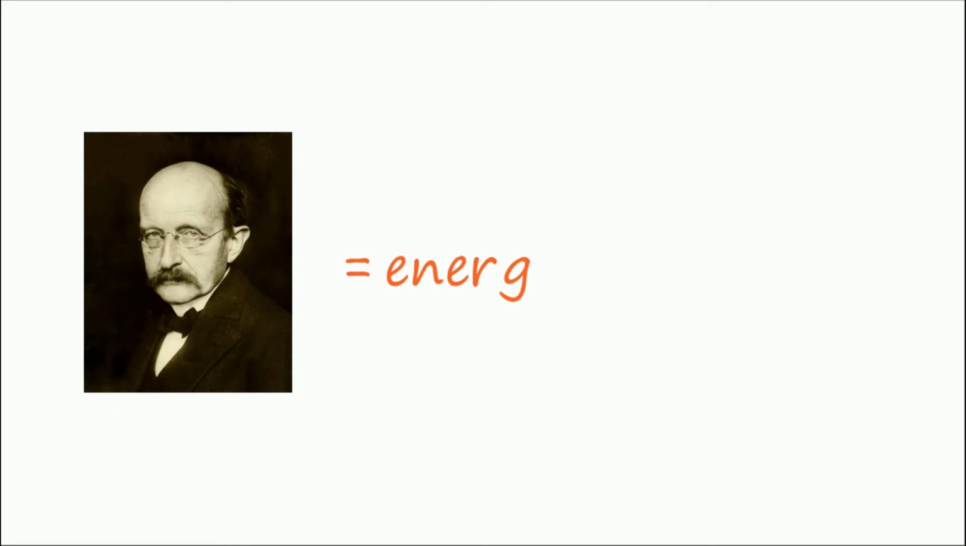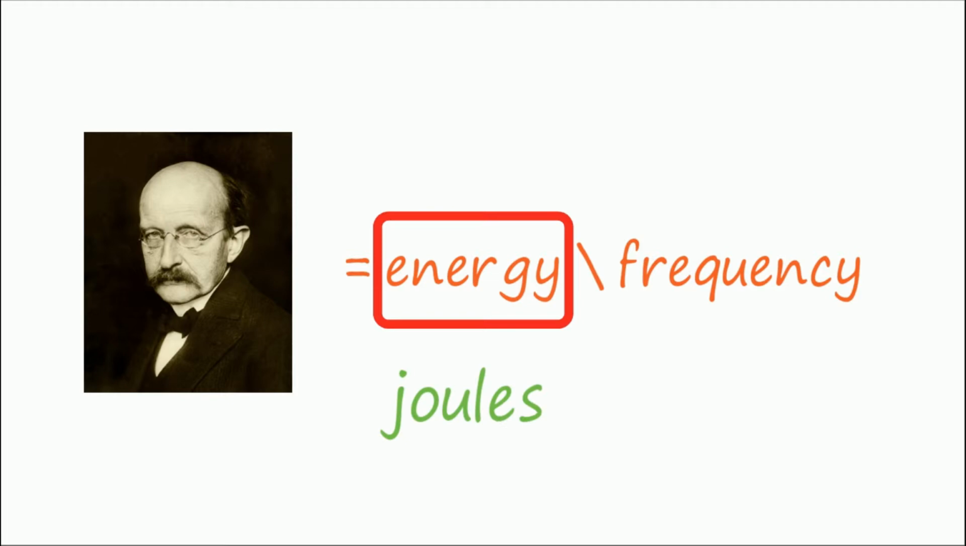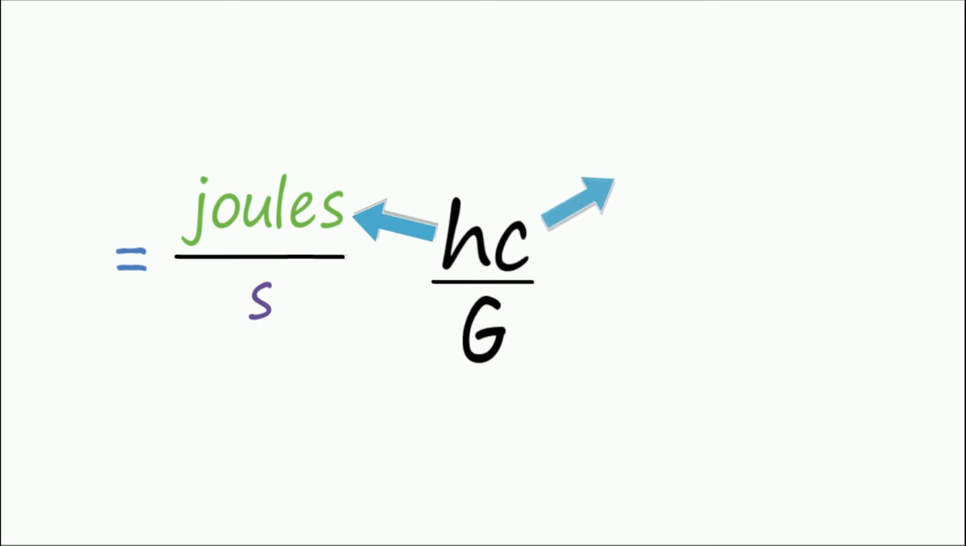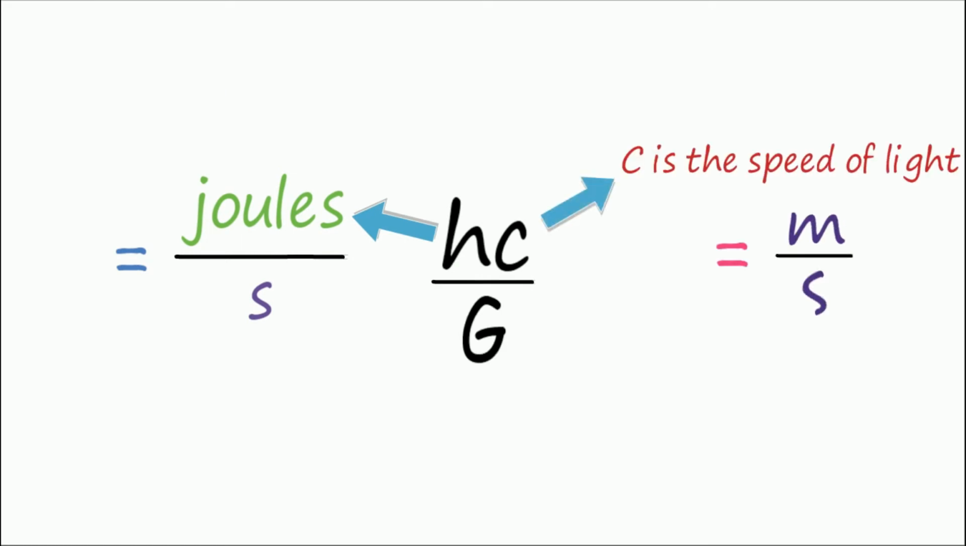So the equation of the Planck's constant is energy by frequency. The unit of energy is joules and that of frequency is seconds. Therefore, the unit of Planck's constant is joules per second. And since c is the speed of light, its unit is meters per second.